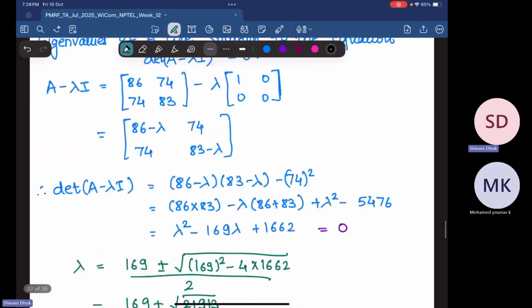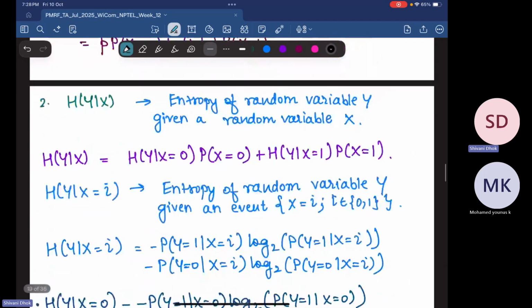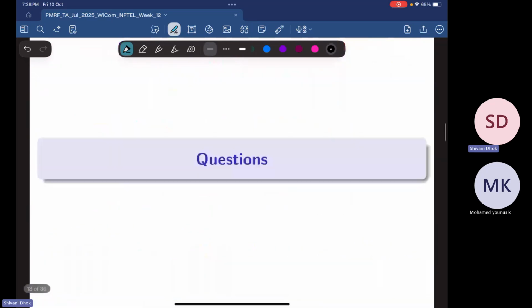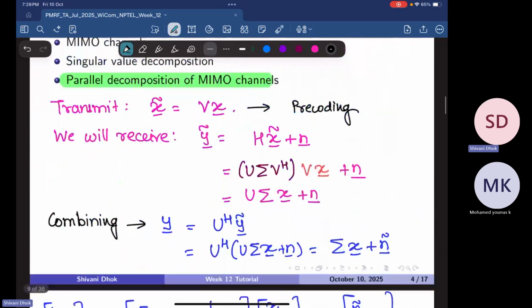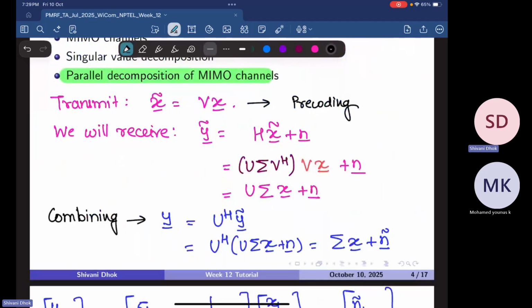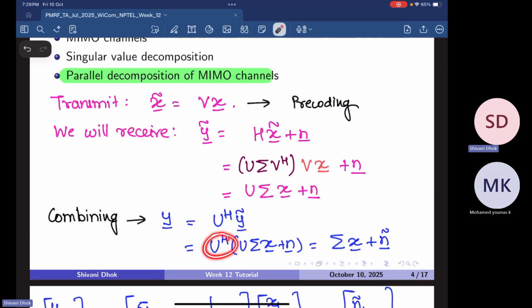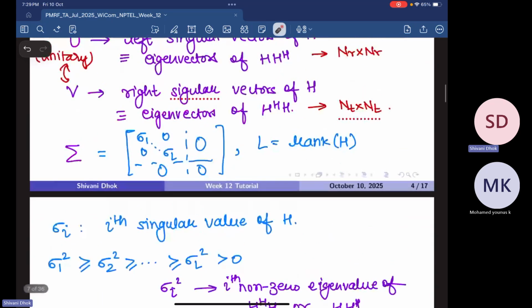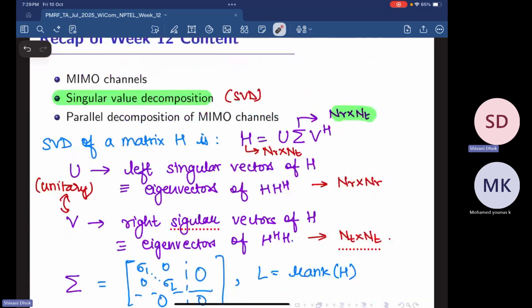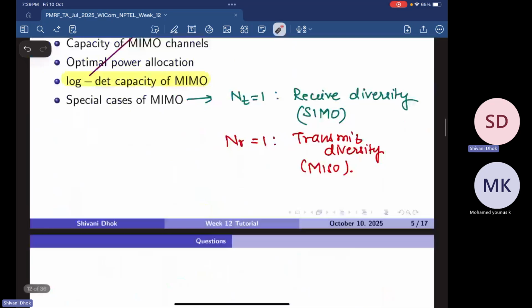So again, I'll go back to our discussion of the contents of week 12. We said that after we receive the pre-coded vector, let's say y tilde, we multiply the received vector by U Hermitian. So U Hermitian is basically our combining matrix. This U is the left singular vectors of H, or the columns of U contain the eigenvectors of HH Hermitian.